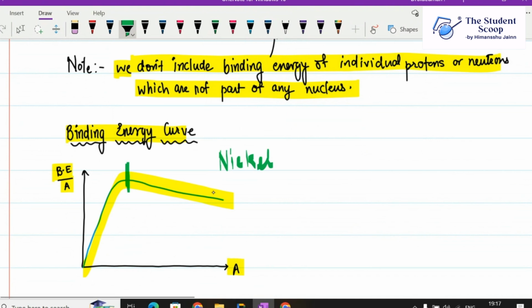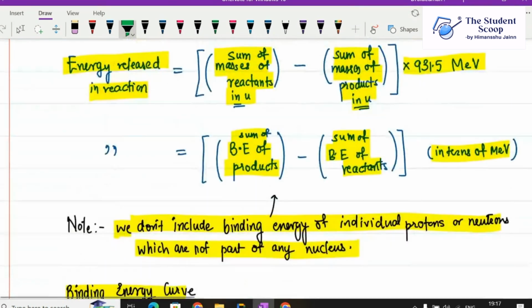Any elements above this will undergo fission. We will do fission and fusion, but the other elements, lighter ones, will undergo fusion. And during both fission and fusion, energy is released, because whenever you make fusion or fission happen, you always move closer to this peak. So the products will have higher binding energy in both cases. Since the products have higher binding energy, as I mentioned, energy released is binding energy of products minus binding energy of reactants. That's why there is a positive energy release.